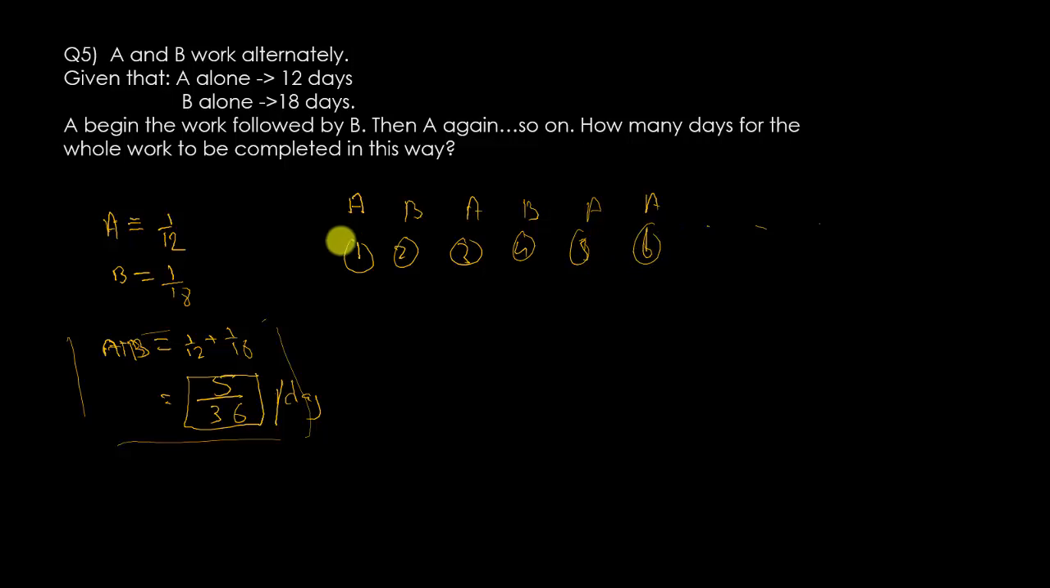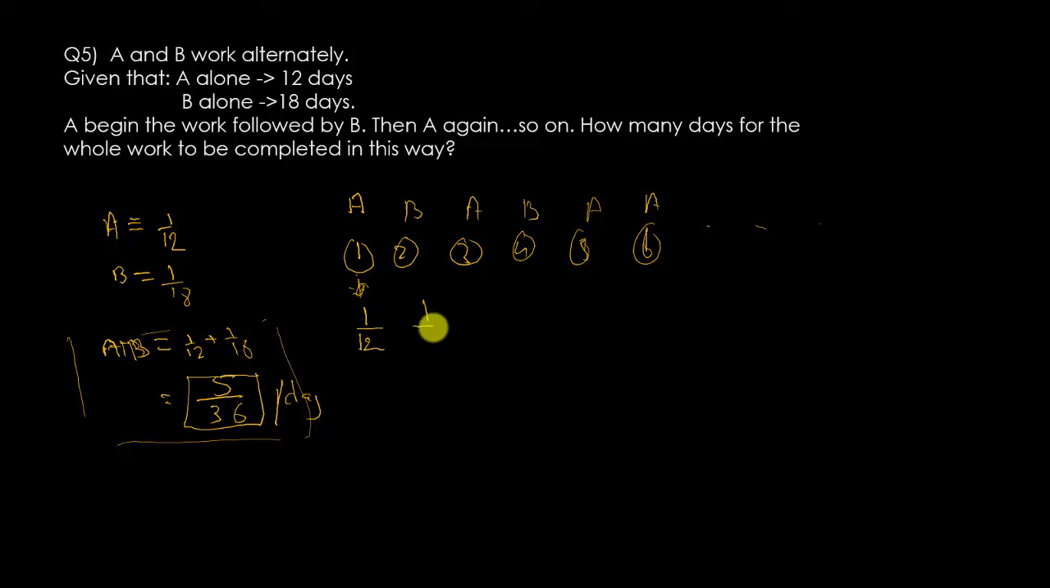Now it is not mentioned that they are working together. On none of the days are they working together. So we don't need the rate of one day's work by adding these two. So how will you solve this particular question? To solve this question, we would need to find the rate at which the first day's work was done.